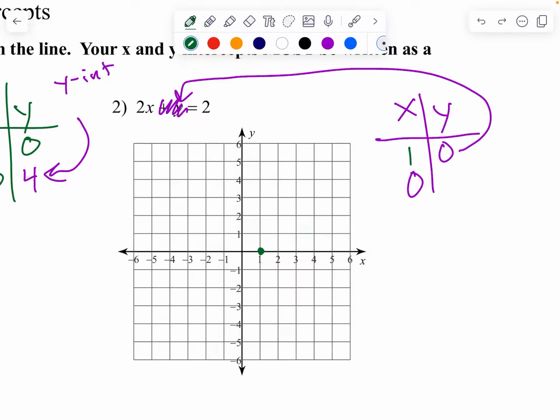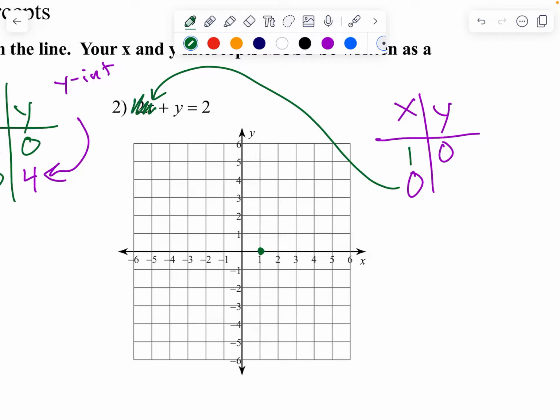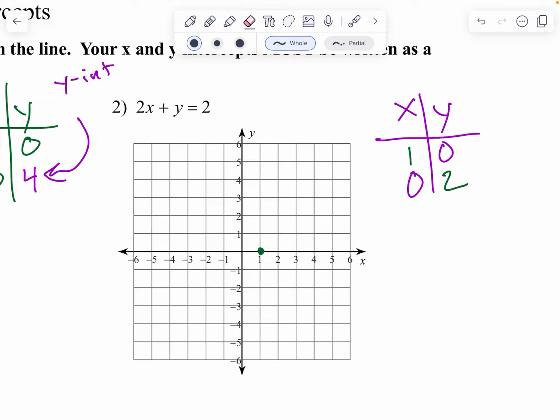So x-intercept of 1. Now I'm going to erase, start over, and this time I'm going to put a 0 in for x right here. So we got 2 times 0, which is 0. It's like it never even existed. We now have y equals 2. So 2 is the y-intercept. So (0, 2) is the y-intercept. I've got 2 points, so I can draw a line right through those 2 points. And there we go. I have graphed using intercepts.